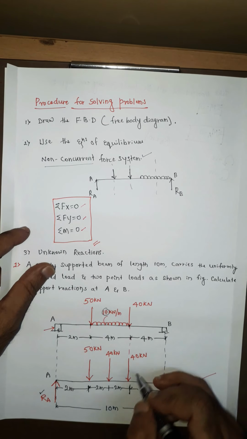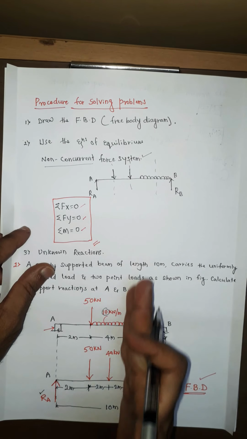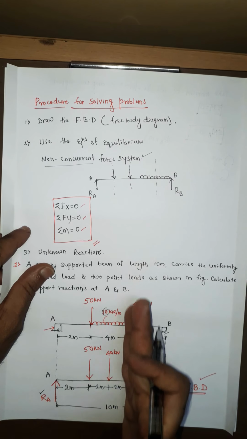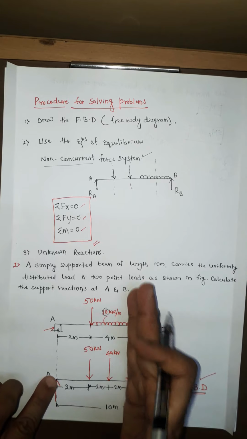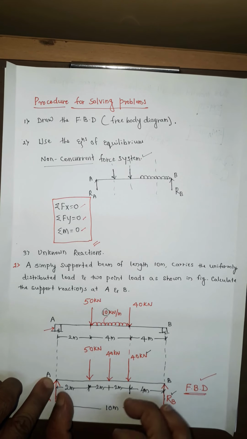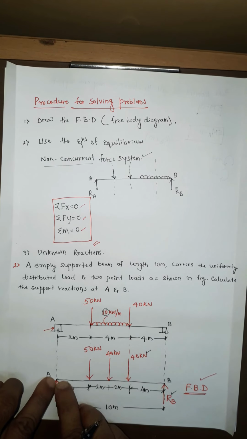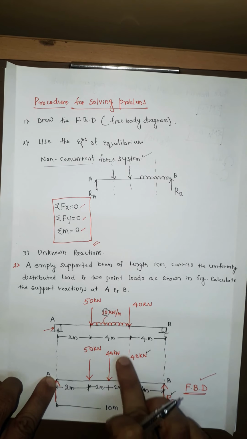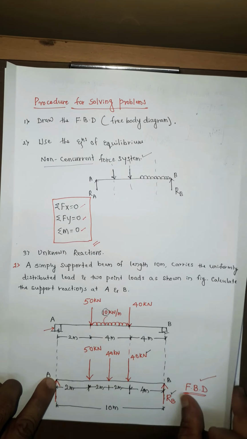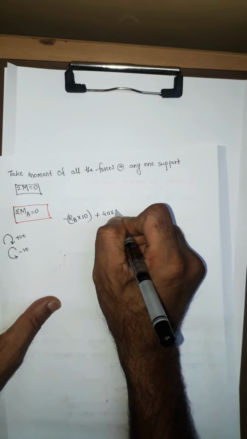Then the second force is 40 kilonewton. Now this is a 40 kilonewton force, right? And the perpendicular distance between this 40 kilonewton and A, how much is it? It is 2 plus 2 plus 2. So from here to here it is 6. With reference to A, this 40 kilonewton is going to produce clockwise. Clockwise means it is plus. So plus 40 into 6.